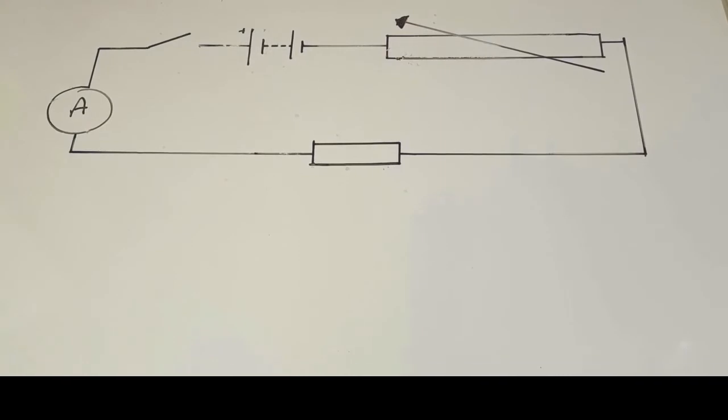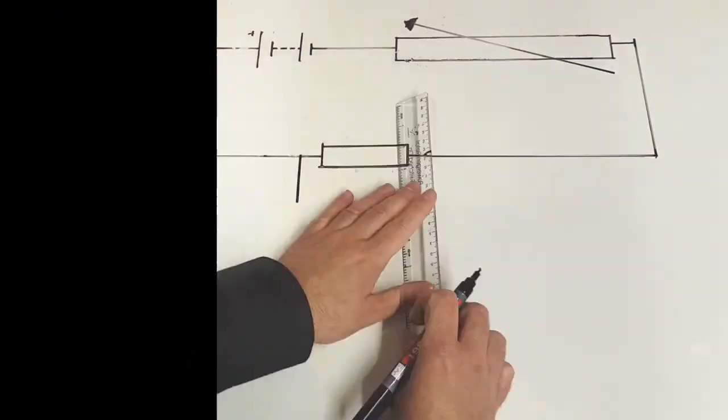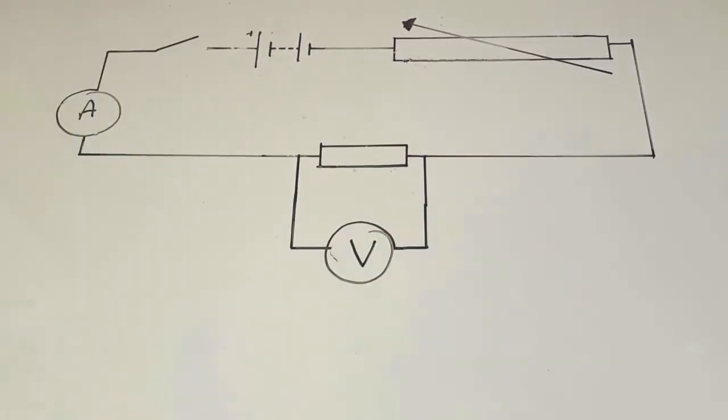So now we have a complete circuit. Like I said, we do need to measure the potential difference, so we're going to add in a voltmeter. Now we want to measure the potential difference across the resistor, so therefore we will add a voltmeter across either side of the resistor. And that is going to be our testing circuit.